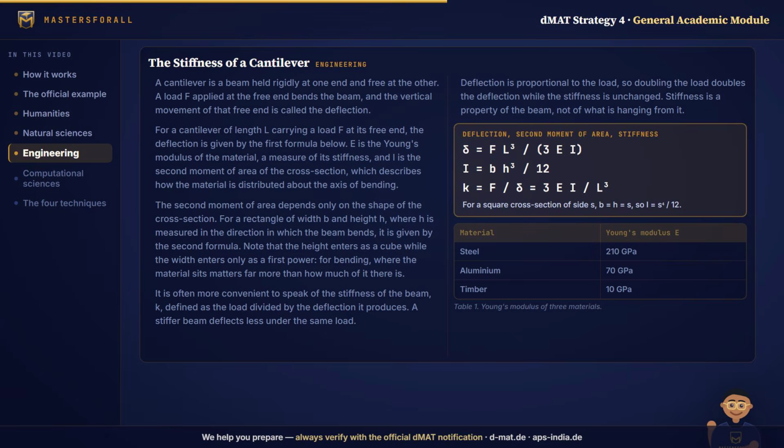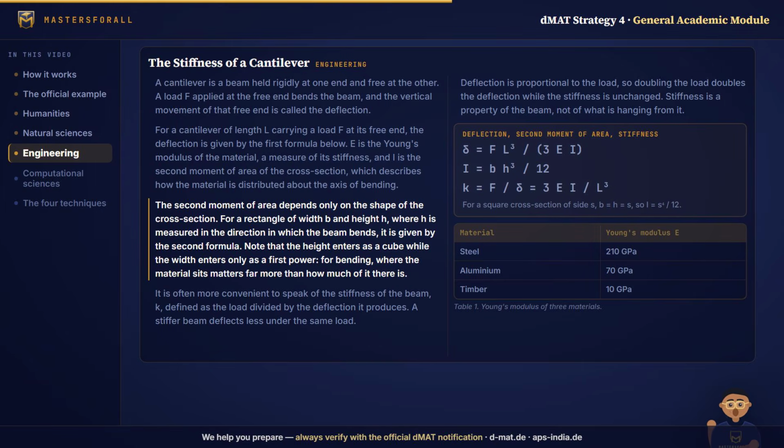And here are the formulas. Look at them as shapes before mathematics. The deflection is the load times the length cubed over 3EI. So, load on top, first power, length on top, cubed, modulus underneath, second moment of area underneath. The second moment of area for a rectangle is the width times the height cubed over 12. And paragraph 3 tells you which is which. The height is the one measured in the direction the beam bends, and the height is the one that gets cubed. The text says why. For bending, where the material sits counts for far more than how much of it there is.